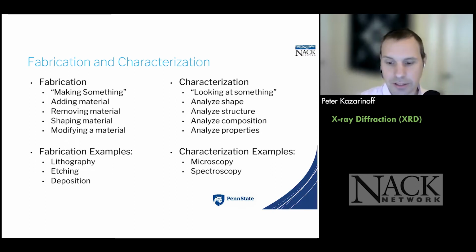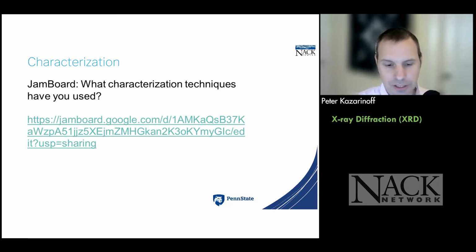Characterization in micro and nanotechnology means looking at something. That could be analyzing its shape, looking at its structure, maybe its chemical composition or its properties. Examples of characterization include microscopy and spectroscopy. The wave-based characterization techniques that we're going to look at today are part of a subset of micro and nano characterization. Before I go on and talk about XRD in particular, I've got a Jamboard, so I'm going to stop my PowerPoint share and hop into that Jamboard and quickly show you how it works.